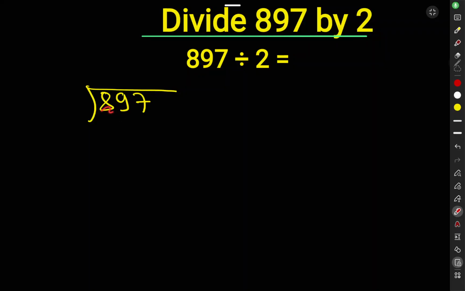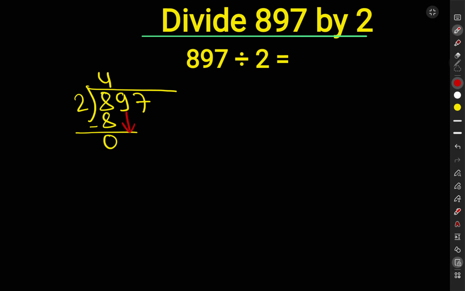We divide 897 by 2 in a long division method. So 2 times 4 is 8. On subtracting we get 0.